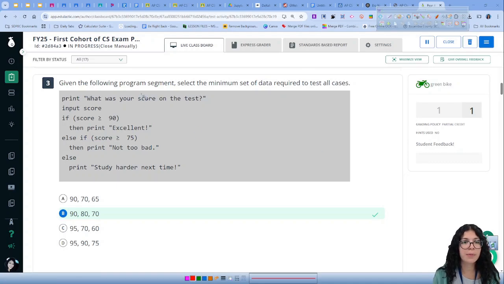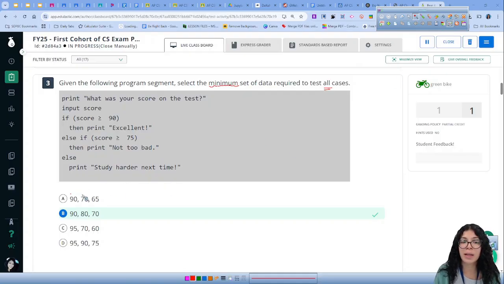Okay, number 3, given the following program segment, select the minimum set of data required to test all of the cases. Okay, so we have 3 cases here. Case 1 is that we get excellent. Case 2 is that we get not too bad. And case 3 is that we get study harder next time.